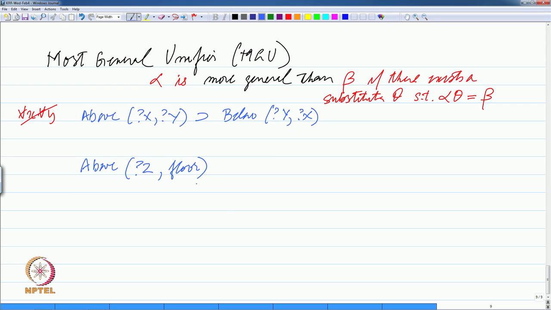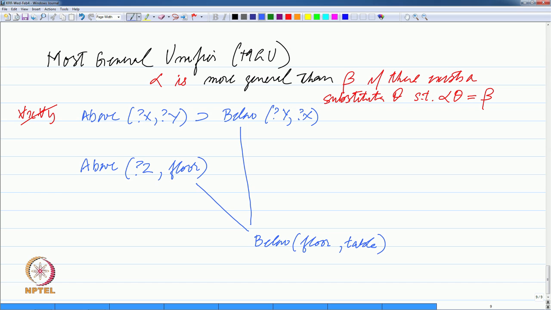Now, you can see that here is a case where we can apply modus ponens and we can make an inference that below floor table. So, given these two statements, we can infer that the floor is below the table.